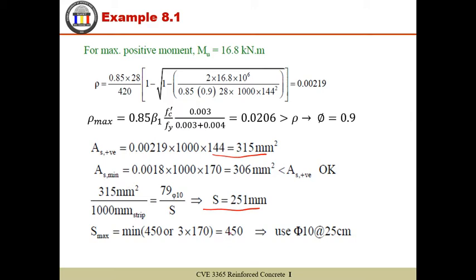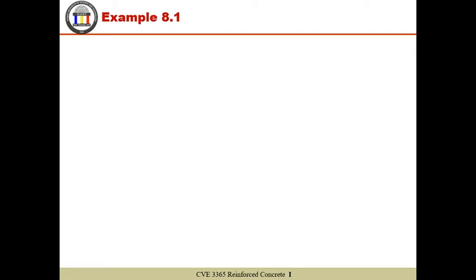And then again, do the same check. Compare it with this spacing. It's 251 millimeters, 25.1 centimeter. It's not practical, just say use 25 centimeter. So 25 centimeter, it should be greater than the minimum of these two. It is greater, that means use phi 10 at 25 centimeters. Finally, this is our detailing.